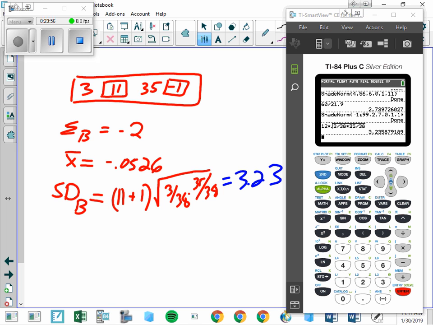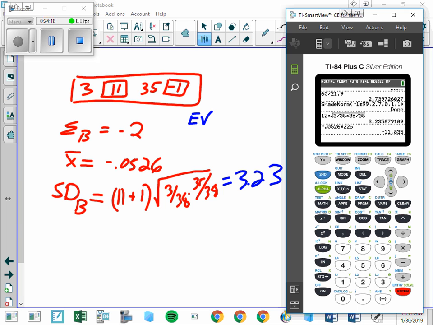Okay, now we're going to play this game 225 times. So to find the EV, the expected value, I need to do negative 5.26 cents, negative 0.0526 times 225. If you play this game 225 times, you're expected to lose $11.83.